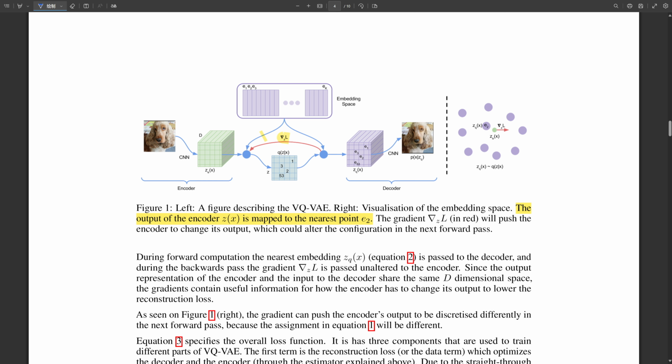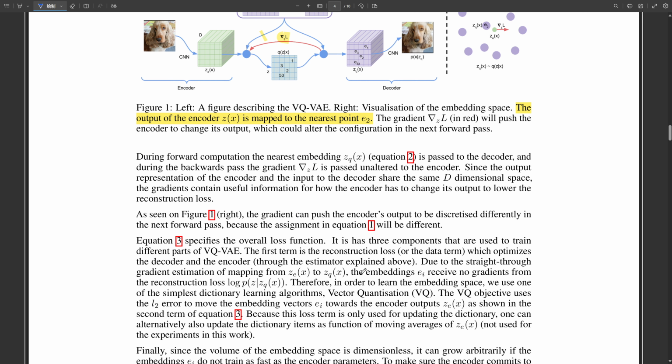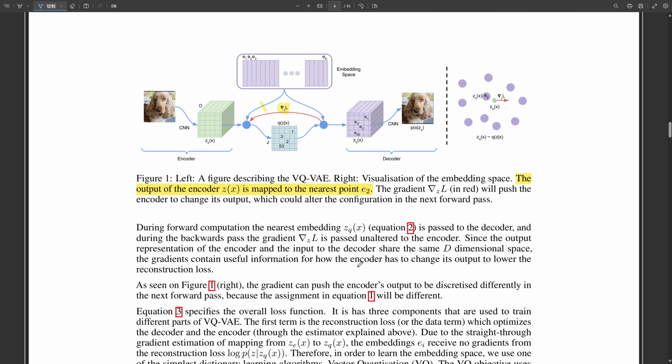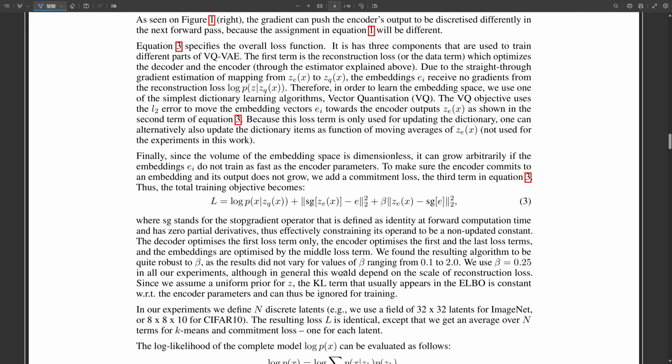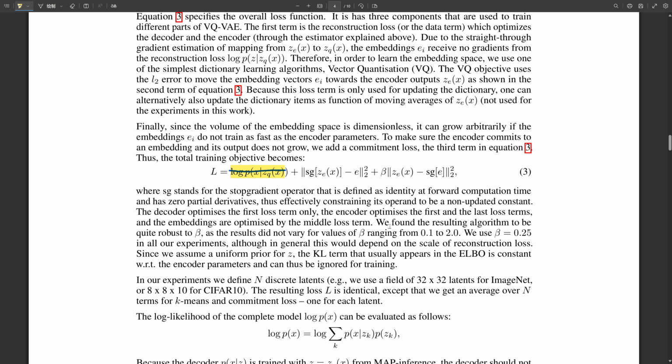All right, so the first part is something you see in all autoencoders. It's the reconstruction loss. It basically measures the difference between the original input, the image, let's say, and the output of the decoder after it has been fed the quantized latent representation. So it's trying to make sure the reconstructed image is as close to the original as possible. Right, and this loss optimizes both the decoder and indirectly the encoder.